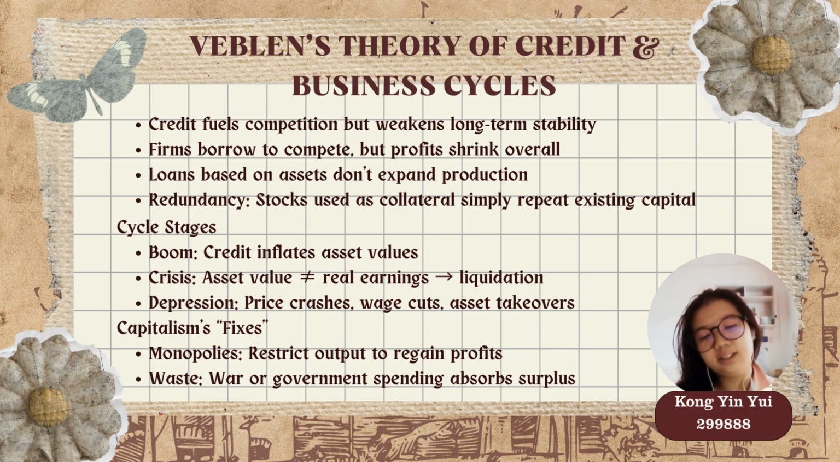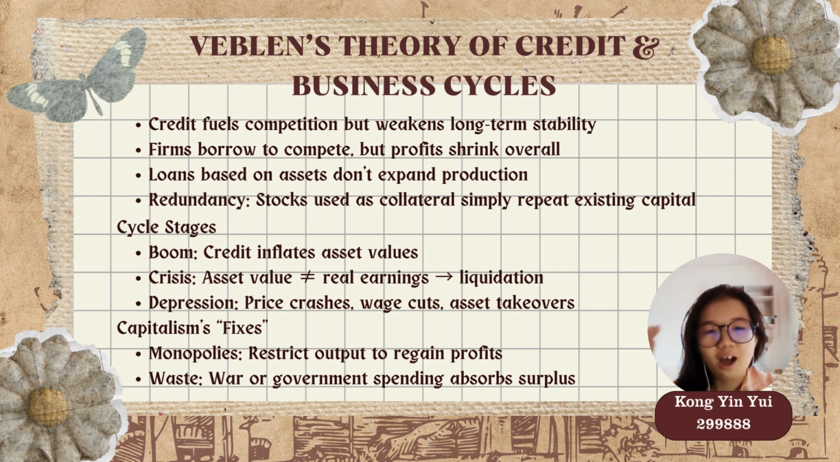The problem is that these loans are often based on existing assets like stocks and buildings, which do not increase the production. He explained the cycle like this. First, we get a boom where credit raises the asset's price. Then comes a crisis when the assets cannot support the debt, so businesses fail. Finally, a depression hits with price drops, wage cuts, and creditors' control.